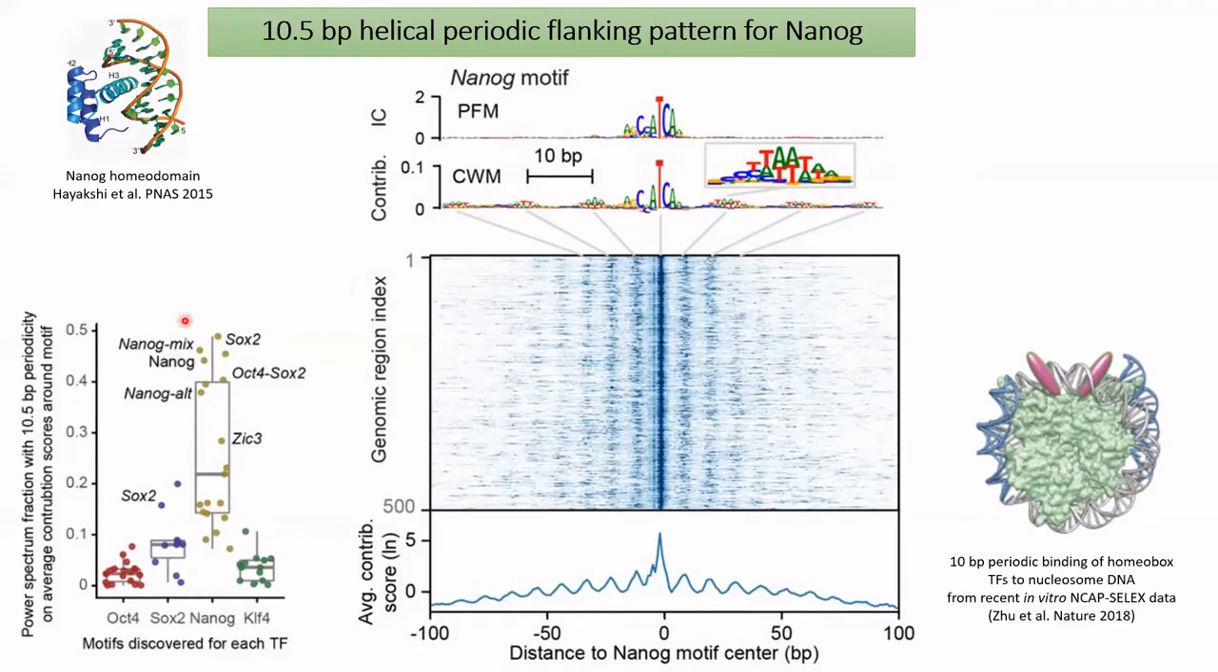This allows us to make some approximate claims that the frequencies we're seeing are not some artifact of the exonuclease pausing at certain positions, because if that was the case, we would see it for all the TFs. But this is very, very specific for Nanog. And as I said before, there is some evidence that homeoboxes can bind nucleosomal DNA in these kinds of configurations.